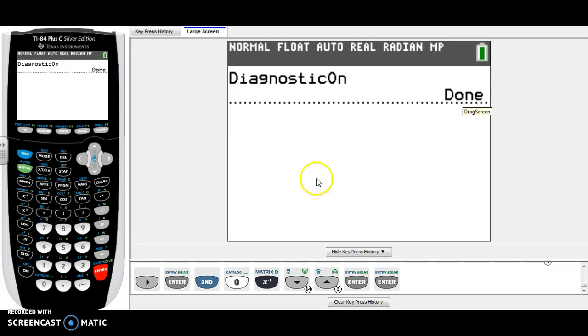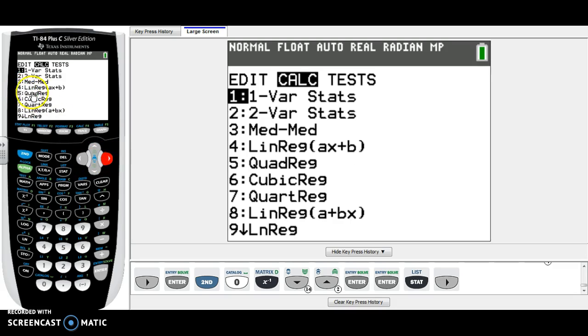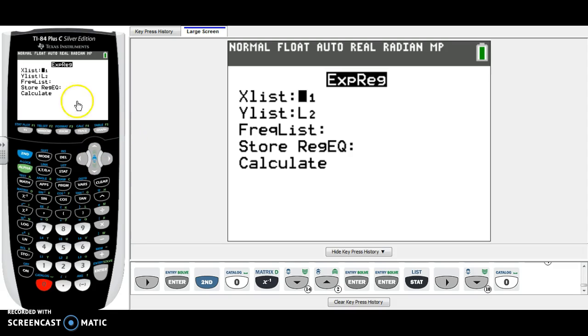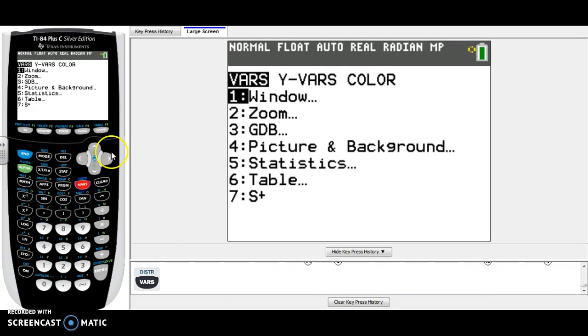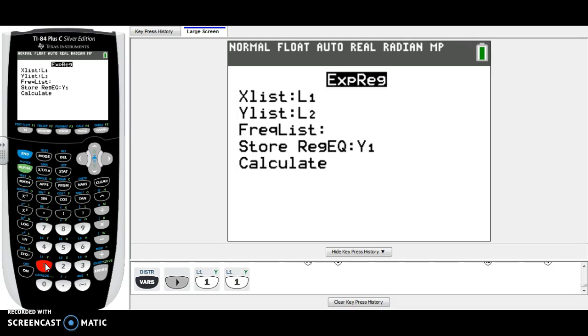So now we're going to do our exponential regression. So just like before, stat over to calculate. Now instead of choosing number 4, the linear regression, we're going to choose, if you scroll down, 0, which says exponential regression. So choose 0 for an exponential regression. List 1, list 2 is standard. Go ahead and store your regression equation into y equals. So remember to do that. We do vars over to y vars, number 1 for a function, number 1 for y1, and then press enter to calculate.